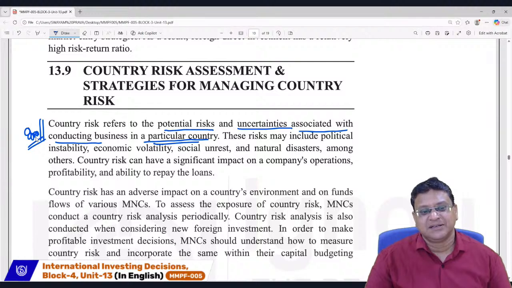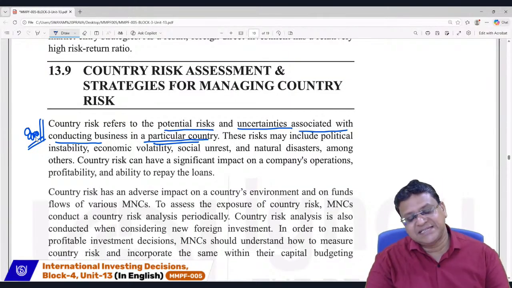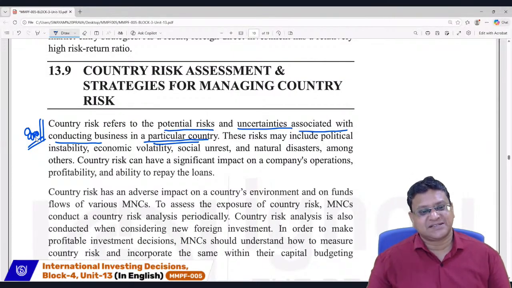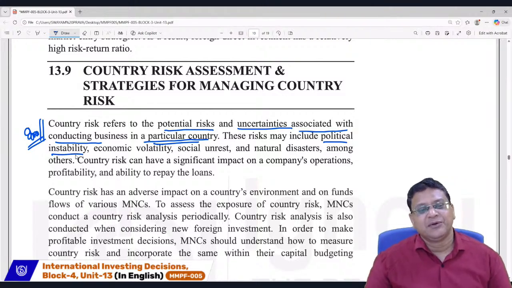Every country's political, economic, social, environmental environments are not equal. They are dynamic, they are changing, and all these things create country risk. The risks include political instability. We do not know who is the government. The government is changing frequently.